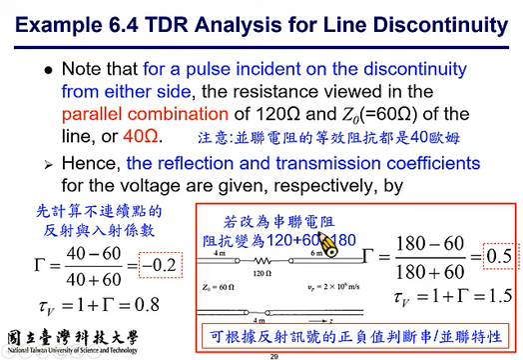In the original problem, the discontinuity is made by a shunt resistor. Here, if we change the 120 ohm resistor to a series resistor placed at the position of 4 meter, what is the reflection coefficient? What is the transmission coefficient?